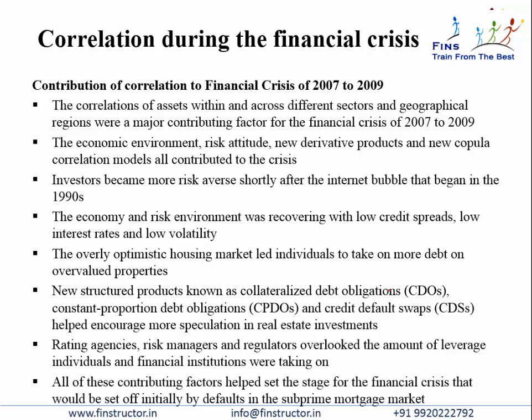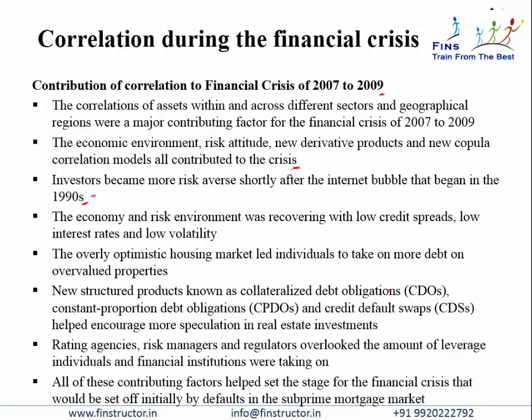So just some facts and historical analysis now. Contribution of correlation to the financial crisis of 2007 to 2009. The correlations of assets within and across different sectors and geographical regions were a major contributing factor for the financial crisis of 2007 to 2009. That is, value of assets across geographies across the world fell. So correlations were very high. The economic environment, risk attitude, new derivative products, new copula correlation models all contributed to this crisis because everybody was doing the same thing. So when a loss happened, it happened for everyone. Investors became more risk averse shortly after the internet bubble that began in the 1990s.